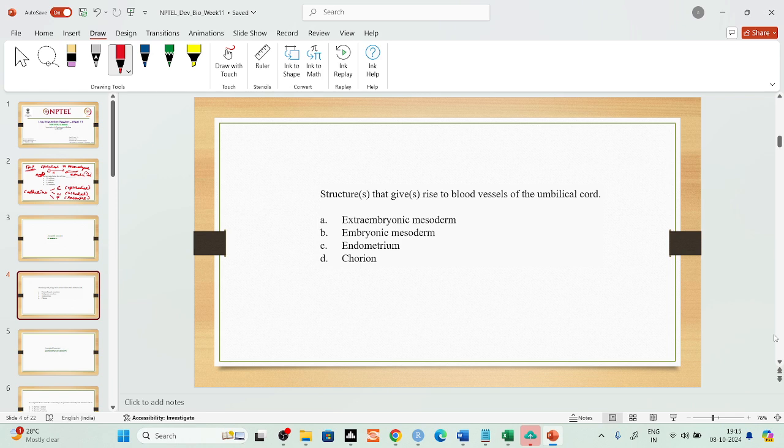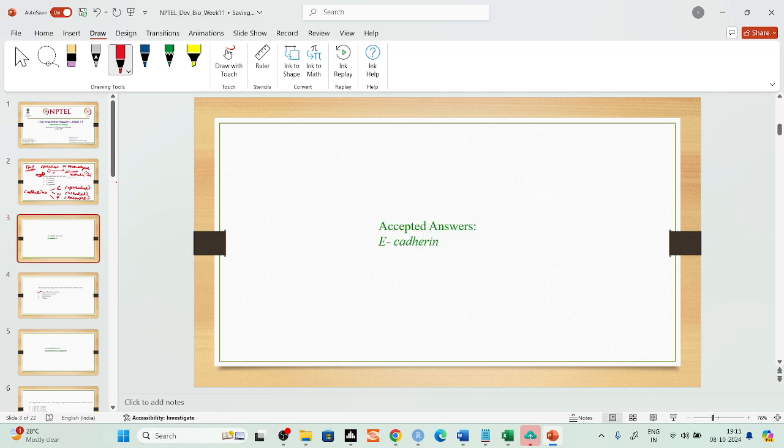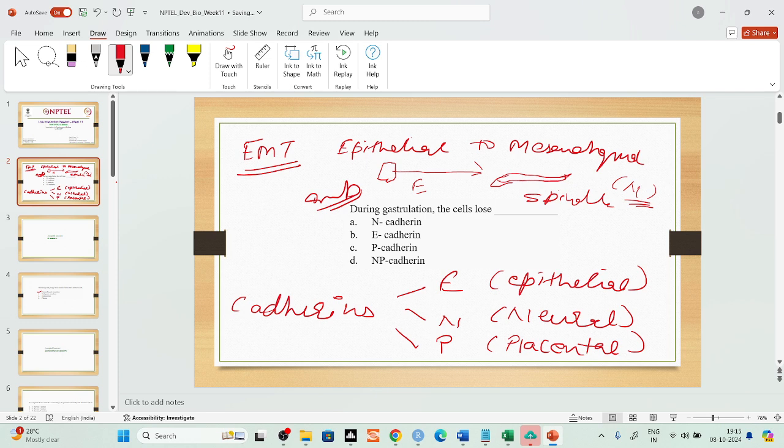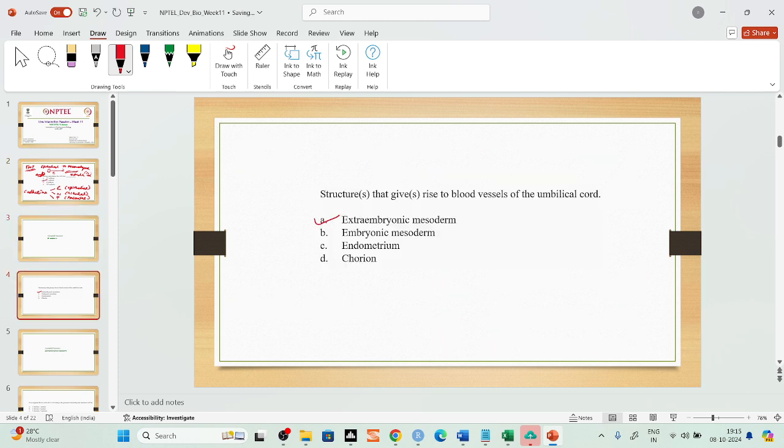Fine. This is the correct answer. Now let us try to understand this question. The question says structures that give rise to the blood vessels of the umbilical cord. The blood vessels of the umbilical cord are derived from the extraembryonic layer of the mesoderm.